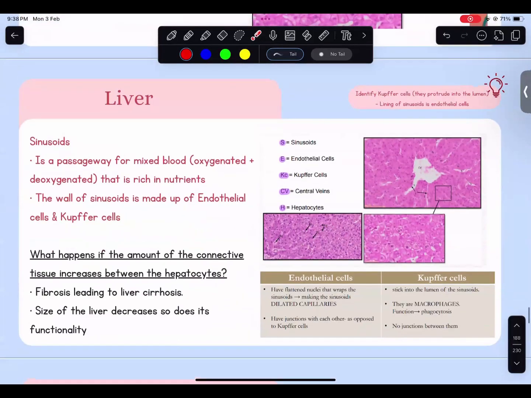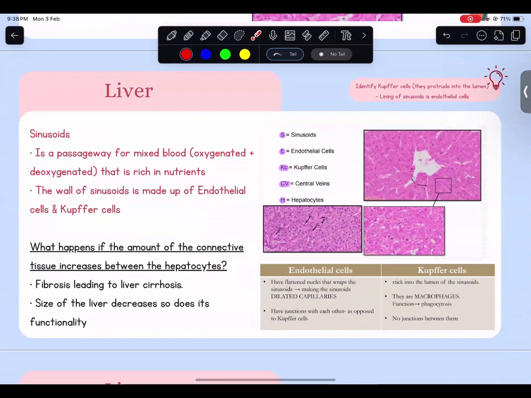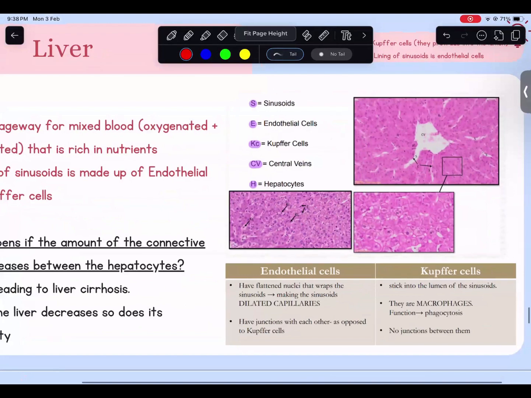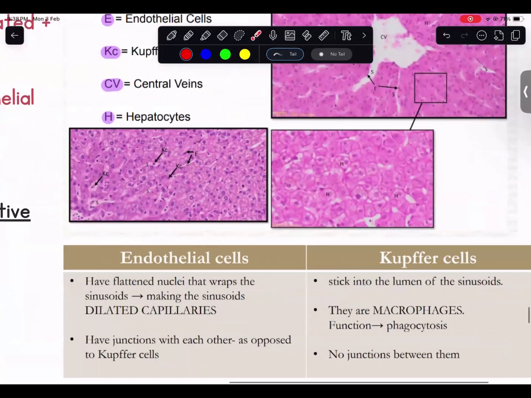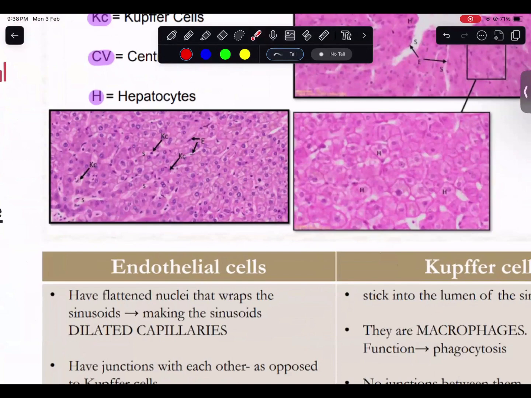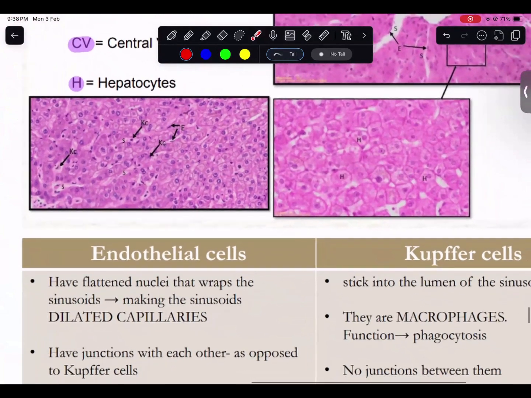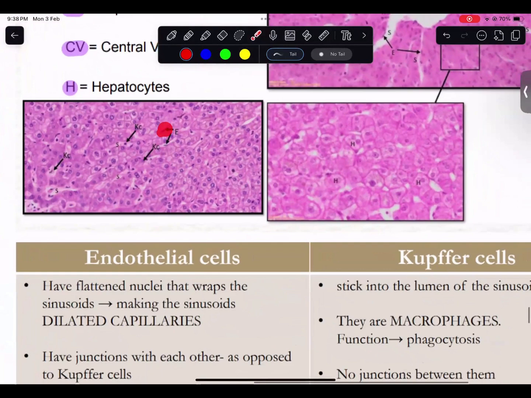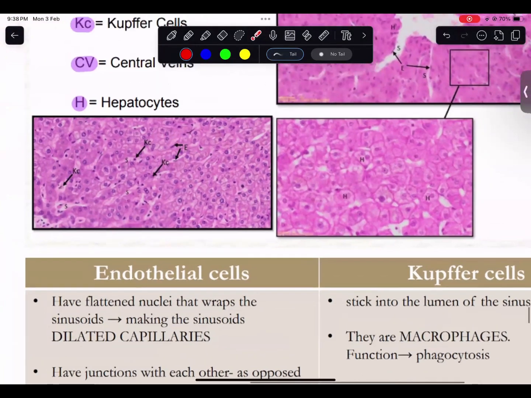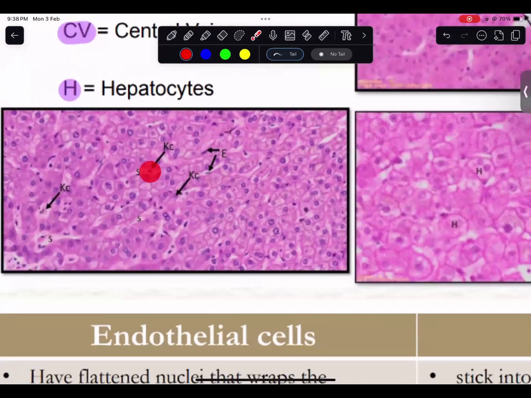Okay. Moving on, we talked about the sinusoid. The sinusoid is basically where the mixed blood comes, which is rich in nutrients, and the wall is made up of endothelial cells as well as Kupffer cells. So there's going to be mixed blood, oxygenated and deoxygenated blood, that comes in this. This is where we can differentiate the endothelial cells and the Kupffer cells. The Kupffer cells are basically macrophages, but for the liver. So you're going to have endothelial cells, which have flat nuclei, whereas Kupffer cells have round nuclei, but their cytoplasm is also visible.